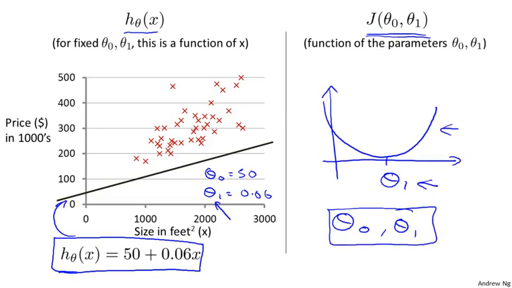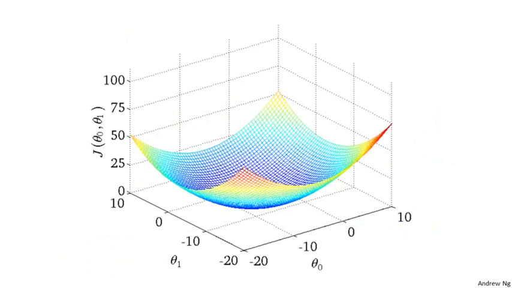And in fact, depending on your training set, you might get a cost function that looks something like this. This is a 3D surface plot where the axes are labeled theta 0 and theta 1. As you vary theta 0 and theta 1, the two parameters, you get different values of the cost function J of theta 0, theta 1. And the height of this surface above a particular point of theta 0, theta 1, that's the vertical axis, indicates the value of J of theta 0, theta 1. And you can see it has this bow-like shape.